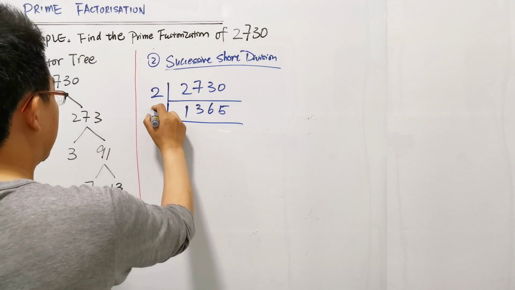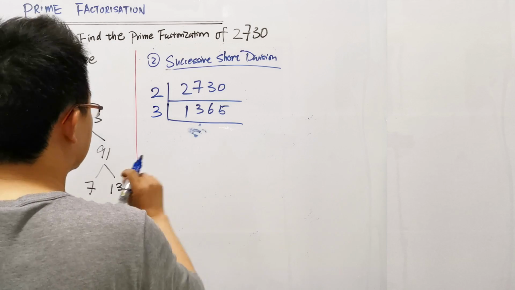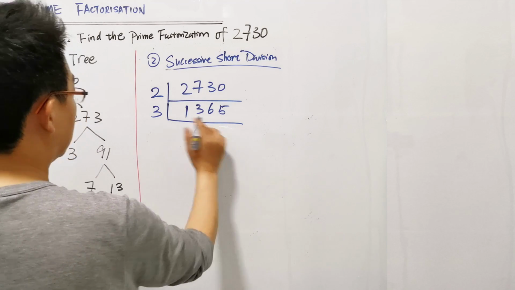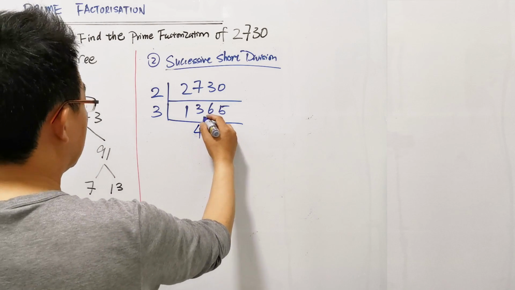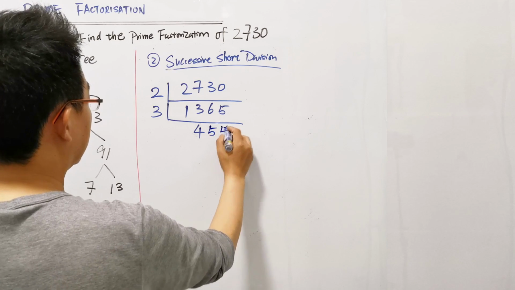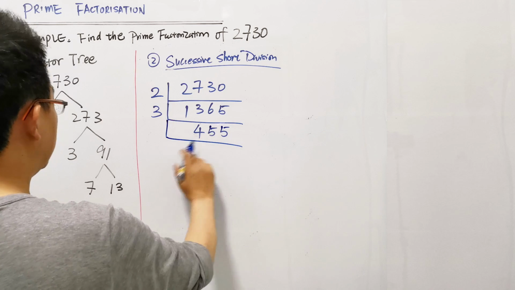How about 3? 3 we got 6. Sorry, we got 4, right? Here's a 4, right? We got 4 here. Then we have a 16 and 5. Then another is 5, right? Is that correct? Okay, let's continue.